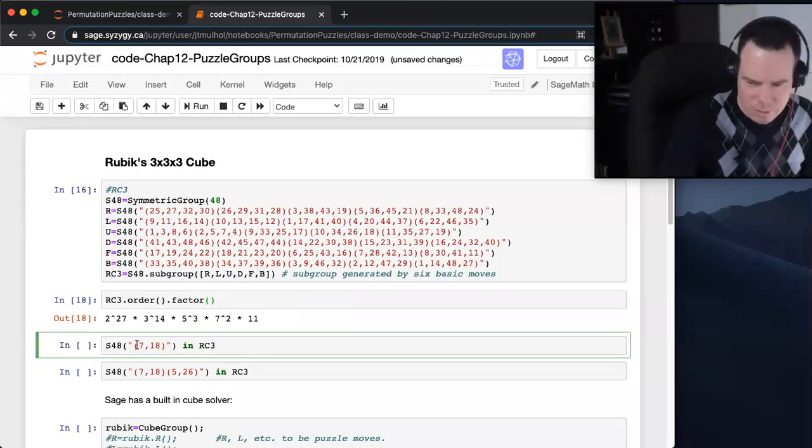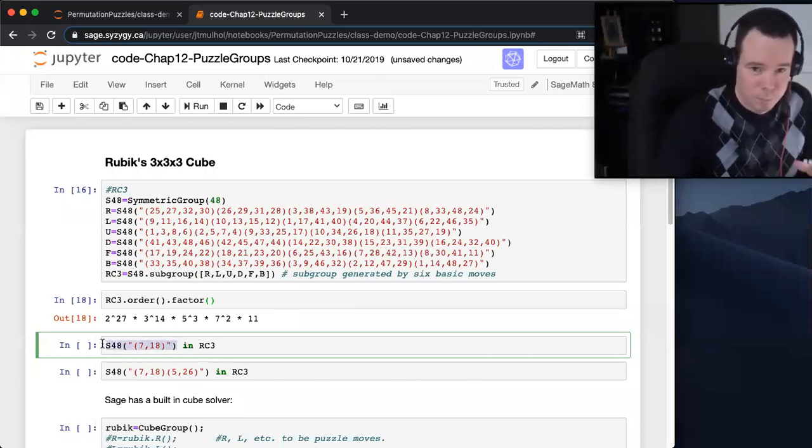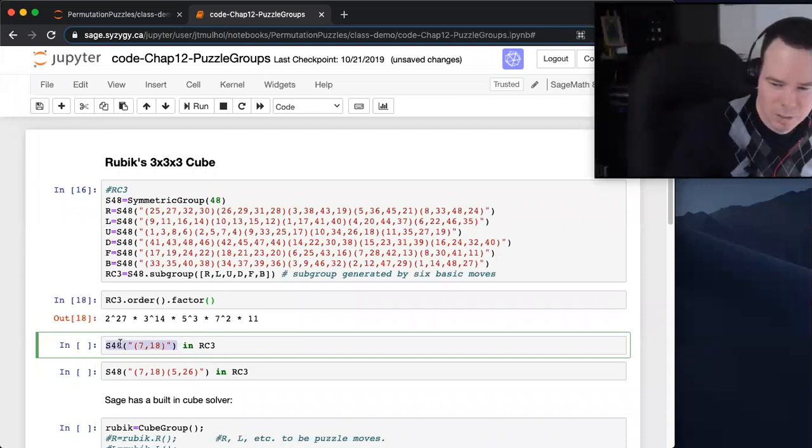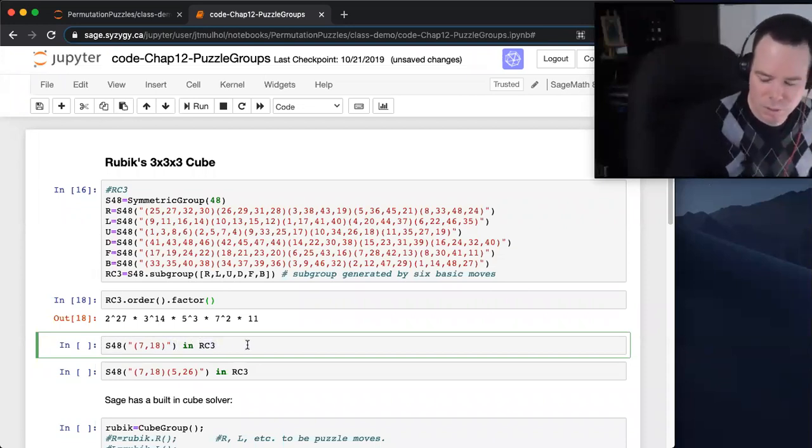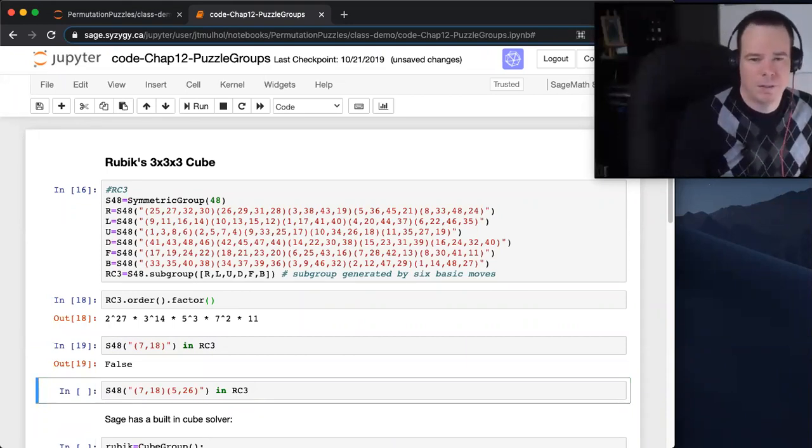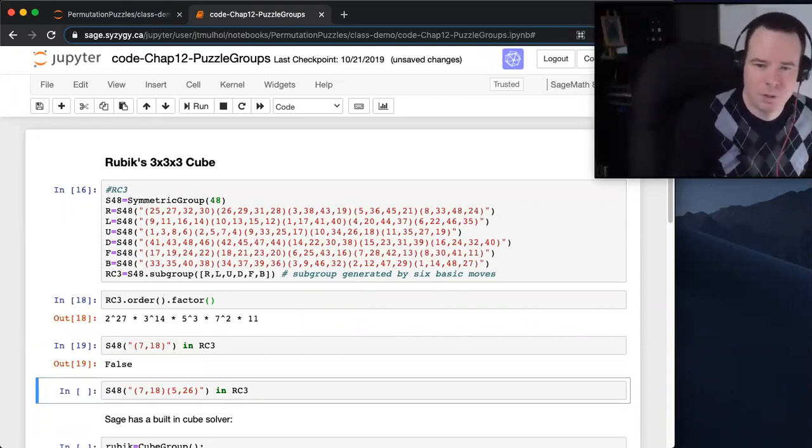So I go ahead and I ask, this is a permutation in S48, the full big permutation group on 48 objects. I want to know, is it in this subgroup, RC3? And it comes back telling me it's false. So no, I can't flip an edge.